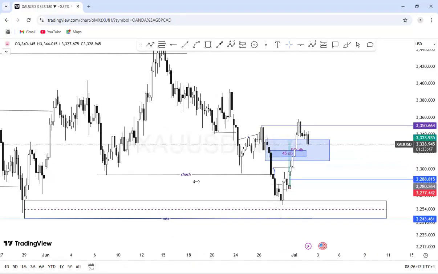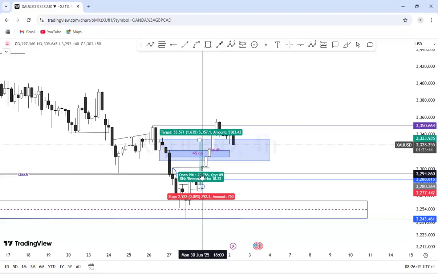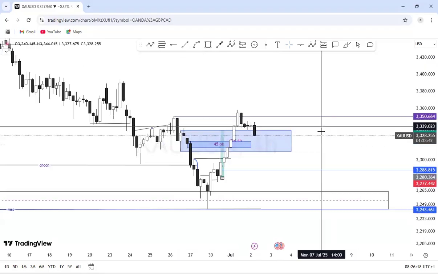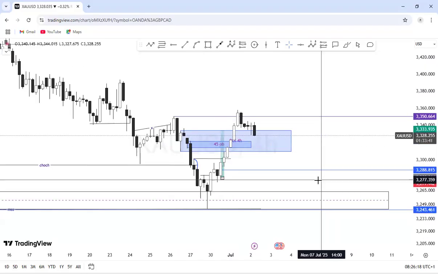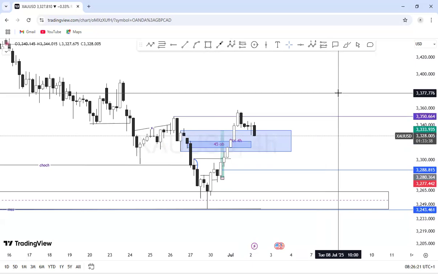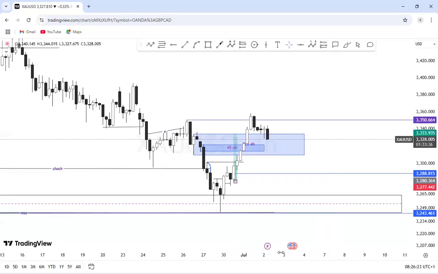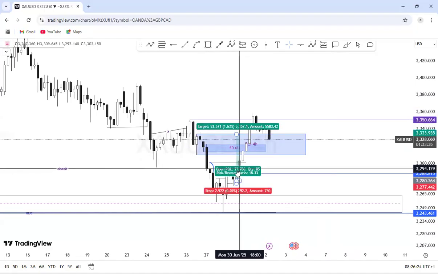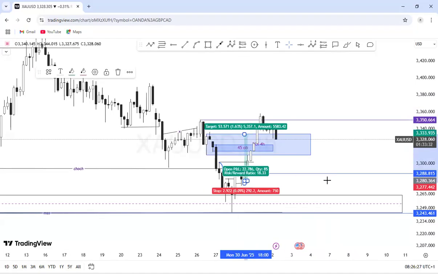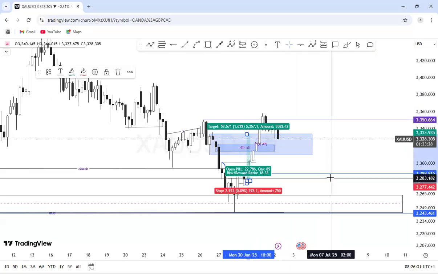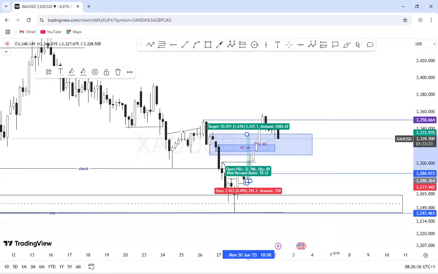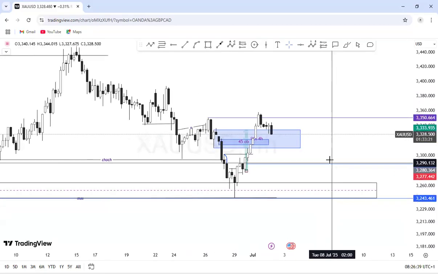And the trade was awesome. Understand? This was 500 pips plus. So if you are risking just $1, you should be making $18. And if you are risking $10, you should be making $118. So tell me, how much will you risk on this particular trade?